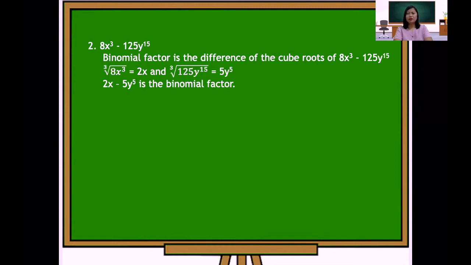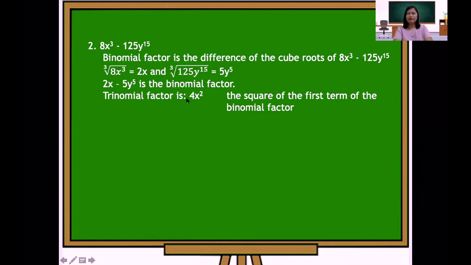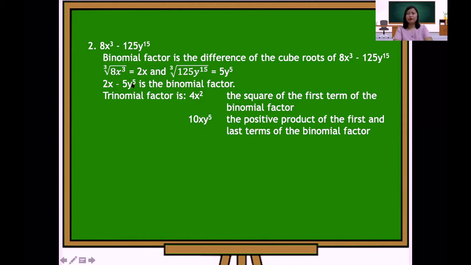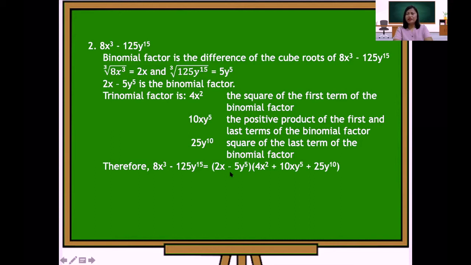Let's get the trinomial factor. We square 2x. We have 4x squared. 2x times negative 5y raised to 5 is negative 10xy raised to 5. We get the opposite. So we have 10xy raised to 5. We square 5y raised to 5. It is equal to 25y raised to 10. Our trinomial factor is 4x squared plus 10xy raised to 5 plus 25y raised to 10. Therefore, the factors of the given difference of two cubes, we have 2x minus 5y raised to 5 and 4x squared plus 10xy raised to 5 plus 25y raised to 10.